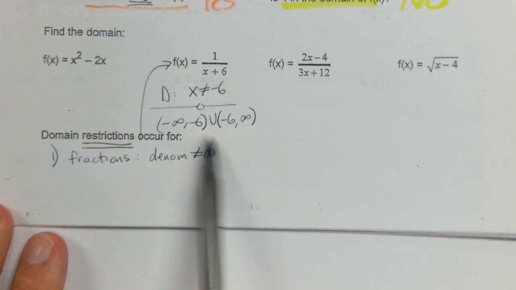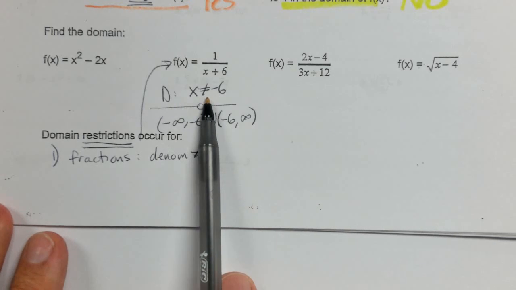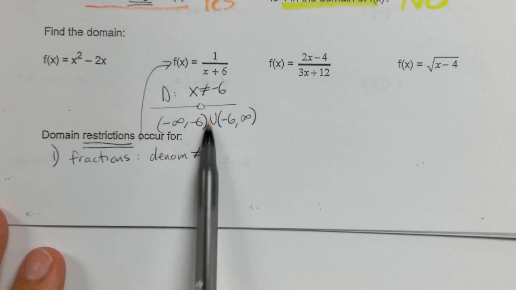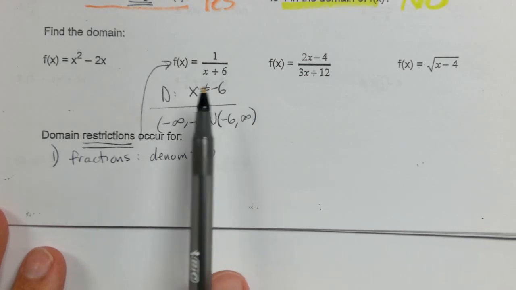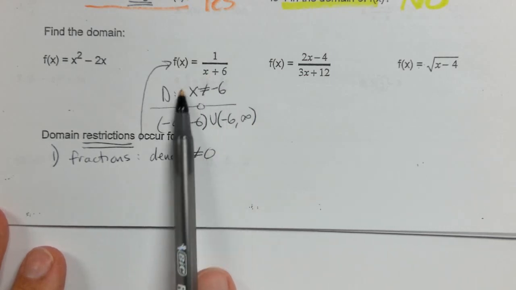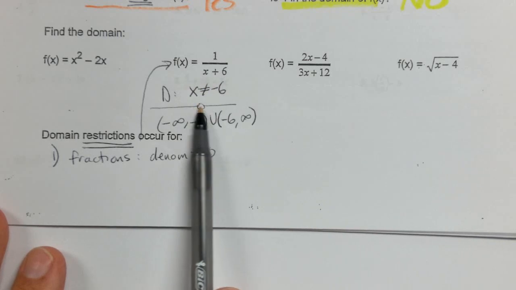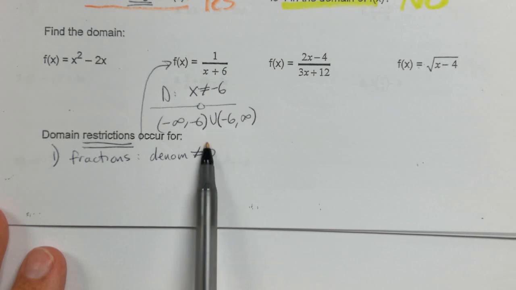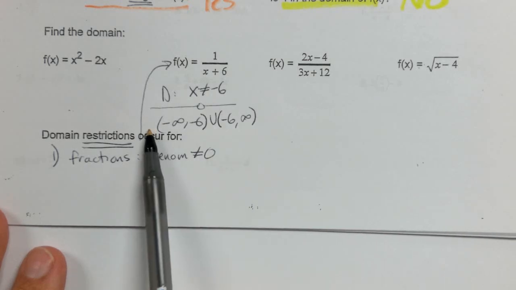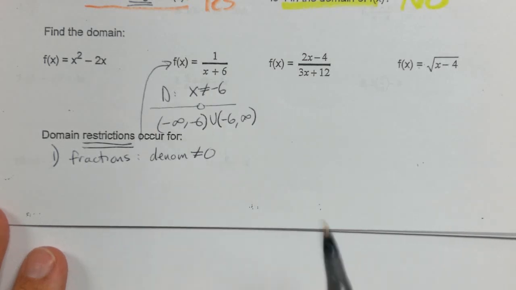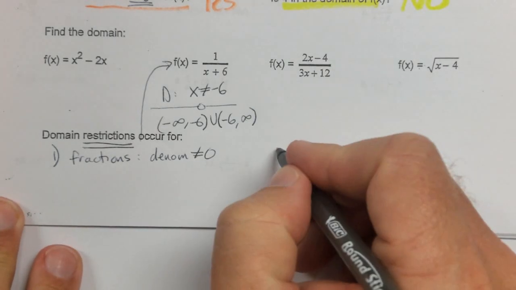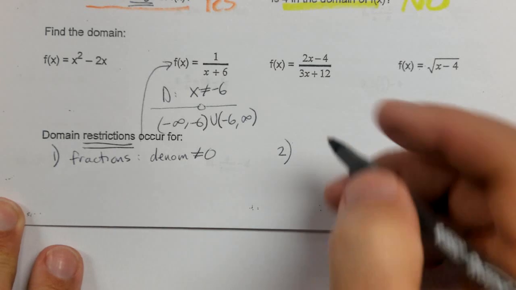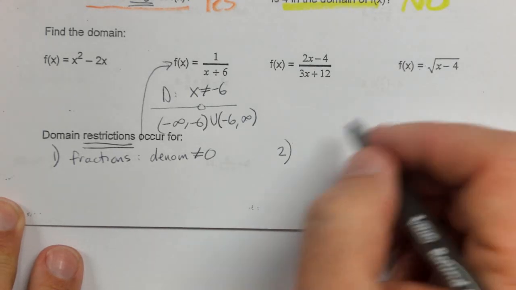Given a choice, you'd probably rather just pick the simpler way to say it. X can't be negative 6. But sometimes we'll ask for it in interval notation. So make sure you understand how to get from the easier answer to a more technical answer. But those are saying the same thing. All the answers except negative 6. So fractions is one spot we have to worry about, because you can't divide by 0. And square roots is the other one.